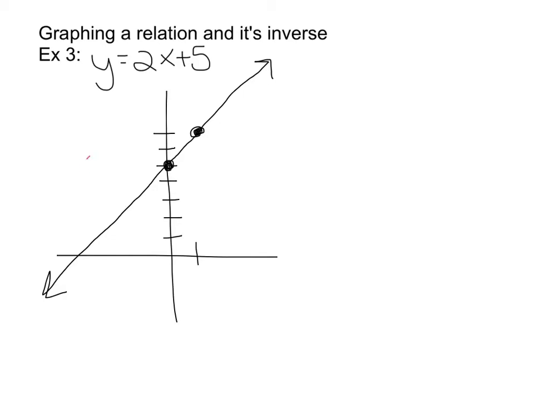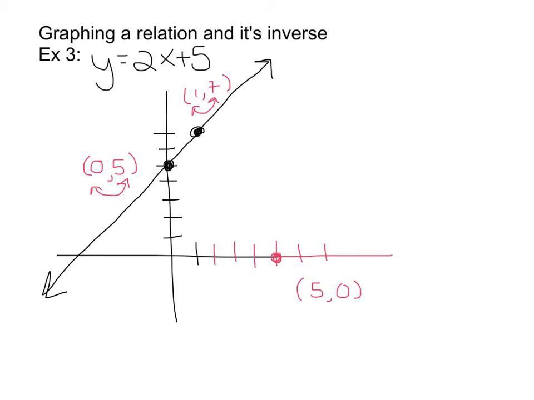Okay, so this is the point (0, 5). If I switch it, it's going to become the point (5, 0). This next point over here is the point (1, 7). So I'm going to swap it over and it's going to become (7, 1). You could find the actual inverse function if you wanted to, or you can plot what you know and then just swap the x and the y variables.